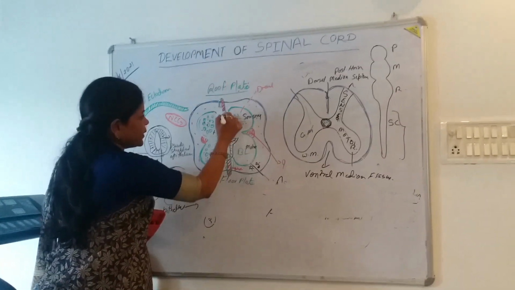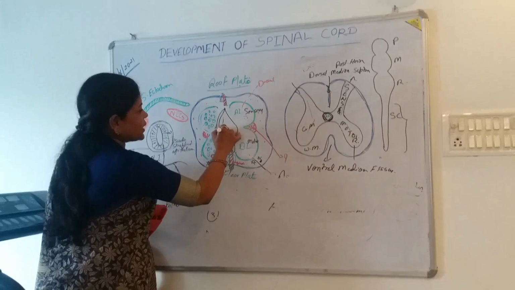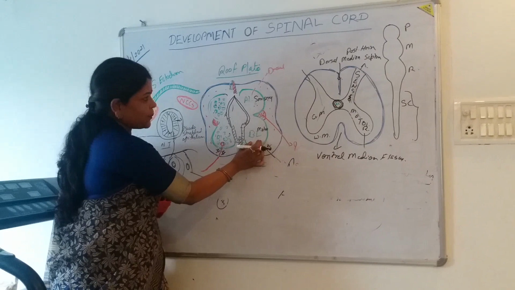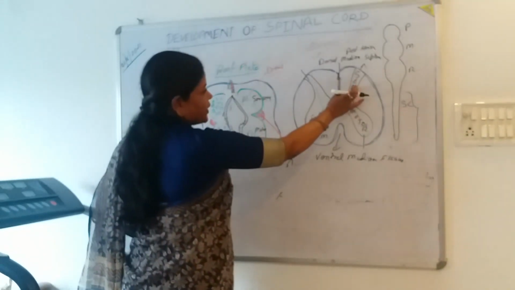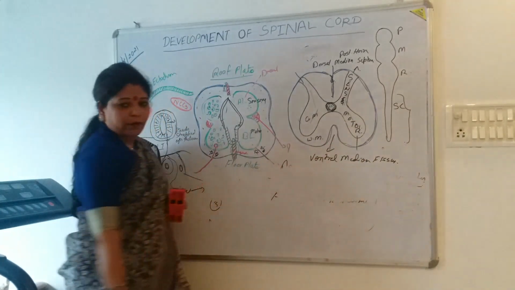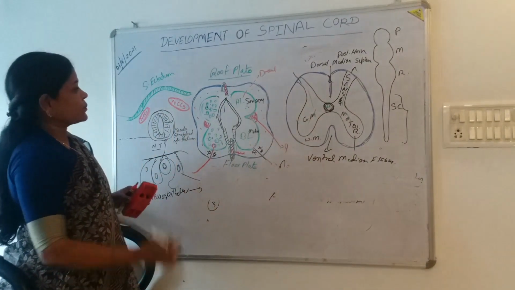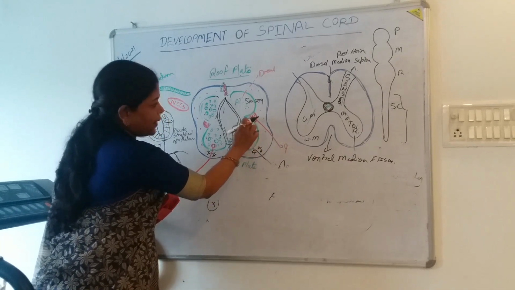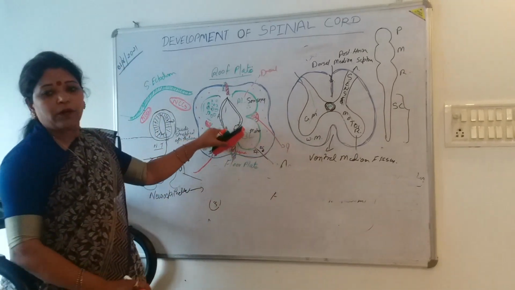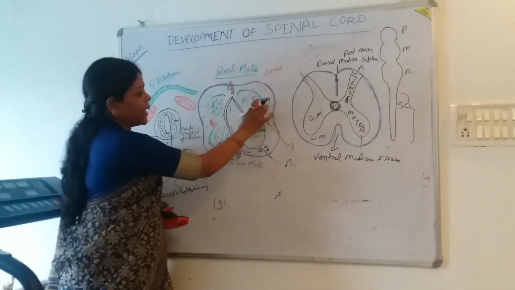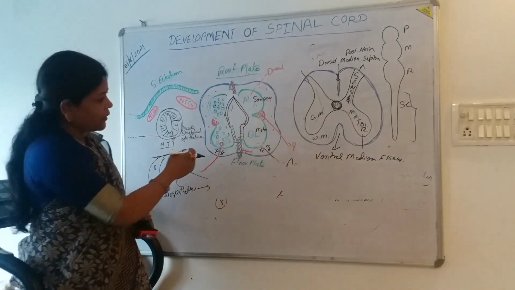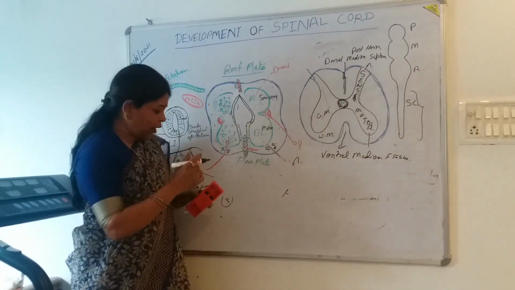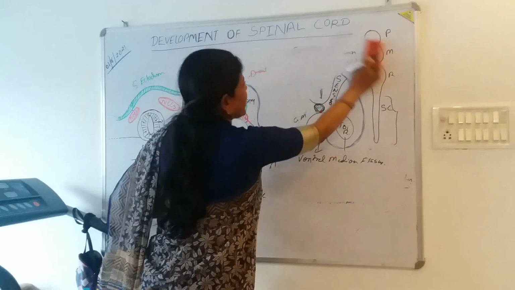Yes, ma'am. Clear? So this was the alar plate and the basal plate, forming the posterior horn and the anterior horn. Okay. Now this is the lateral horn or the intermediate horn, lying between the alar lamina and the basal lamina, which I have discussed earlier. It is concerned with what? The sympathetic outflow, isn't it? Sympathetic outflow.